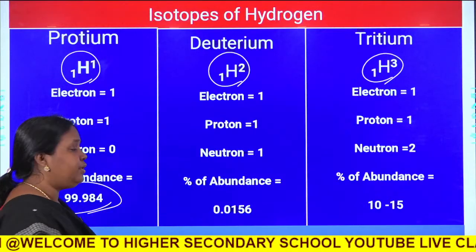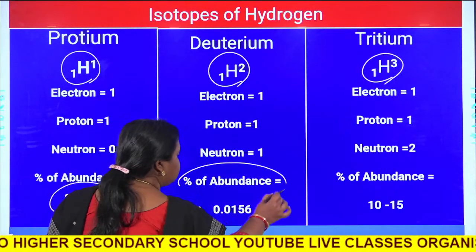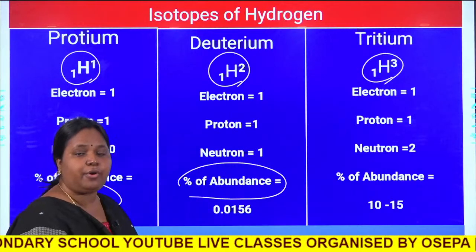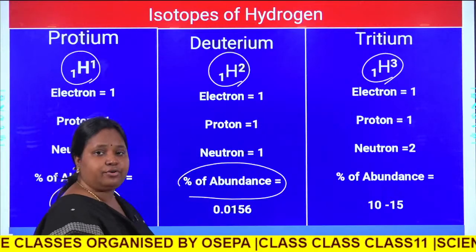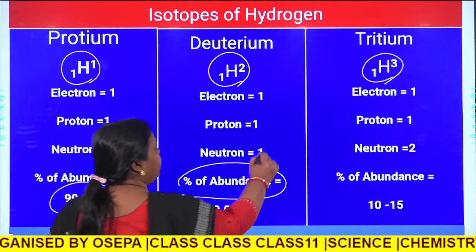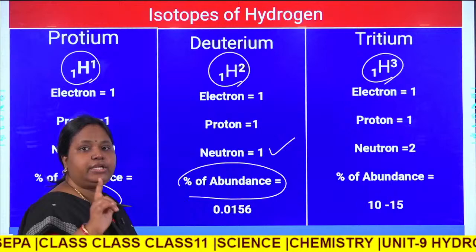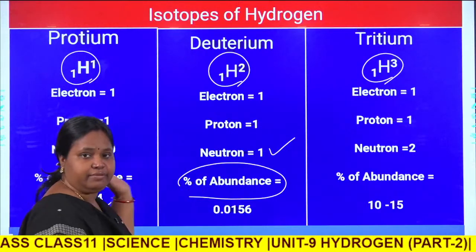Now let's come to deuterium. The relative abundance of deuterium is only 0.156%. It has 1 electron, 1 proton and 1 neutron. See, it has 1 extra neutron. Hence the mass number differs.